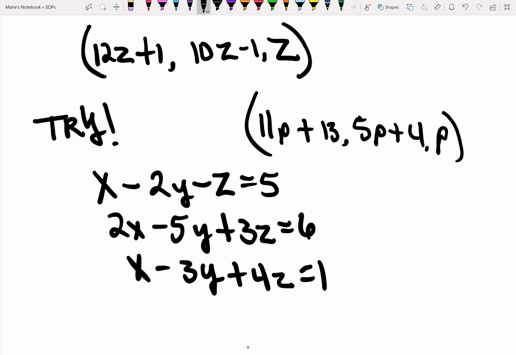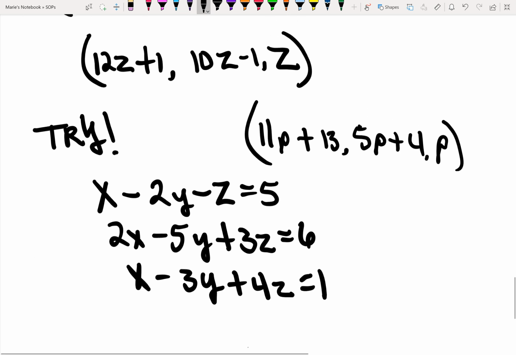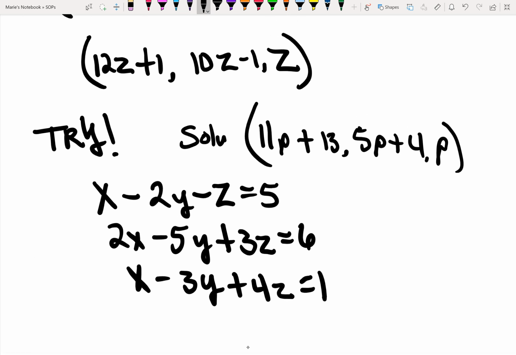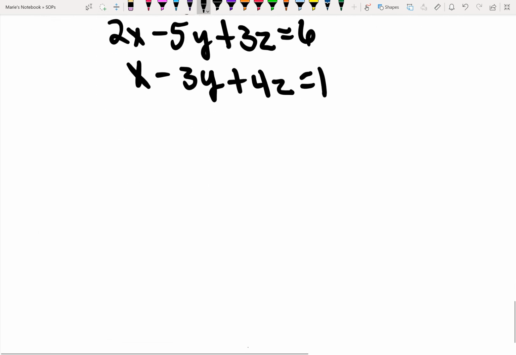All right, so I don't want to lead you on. That's why I'm giving you a p instead of an x or a y or a z, but this should be an x, a y, or a z, just like the previous one. So this is the solution. So try that, all right, when you get a chance.